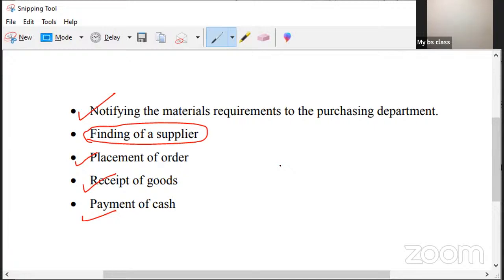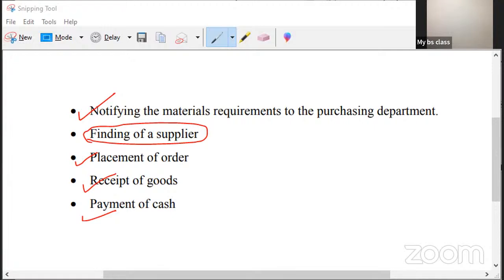And this is the standard process. So why don't we see finding a supplier? Because someone can argue, right? How can you place the order without finding a supplier? Someone may say this is an incorrect question. What do you think? They have mentioned it. Okay, sorry.